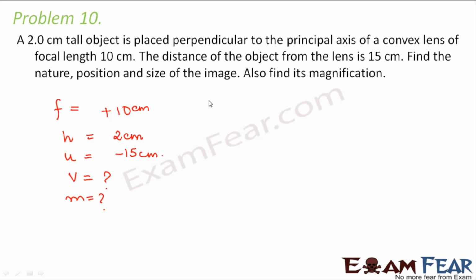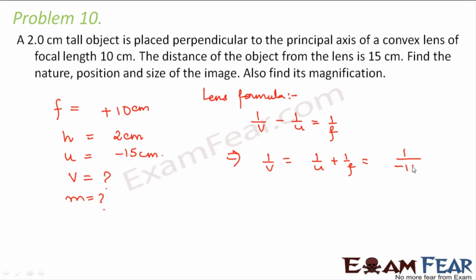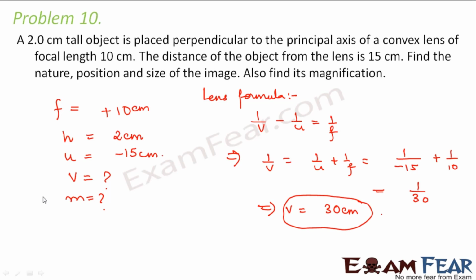Right? So first we will apply the lens formula. So using the lens formula, we can calculate the value of V. 1 by V minus 1 by U is equal to 1 by F. So we can say 1 by V is equal to 1 by U plus 1 by F, that is equal to 1 by minus 15 plus 1 by 10. From this we get 1 by 30, or we can say V is equal to 30 centimeters. So this denotes the position of the image.